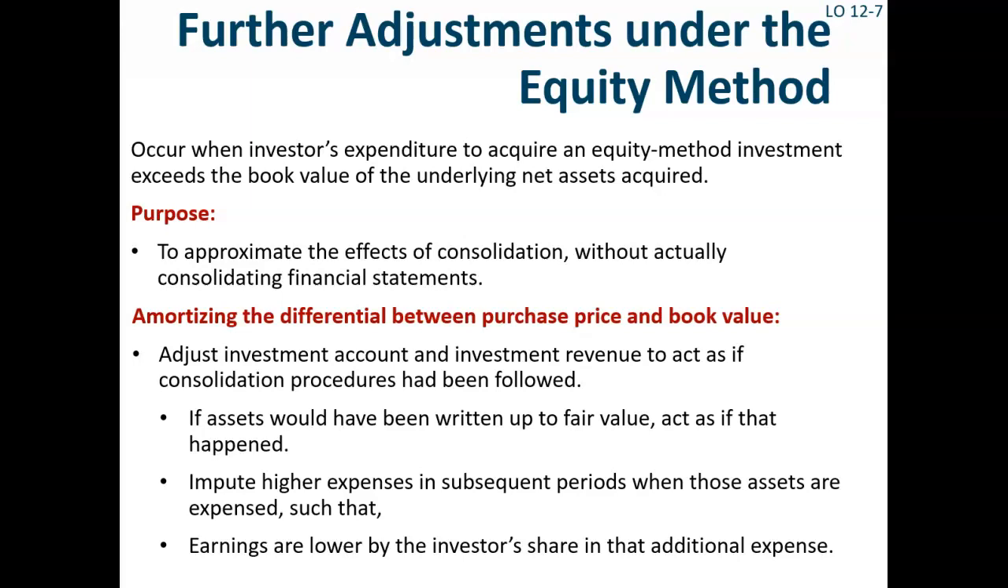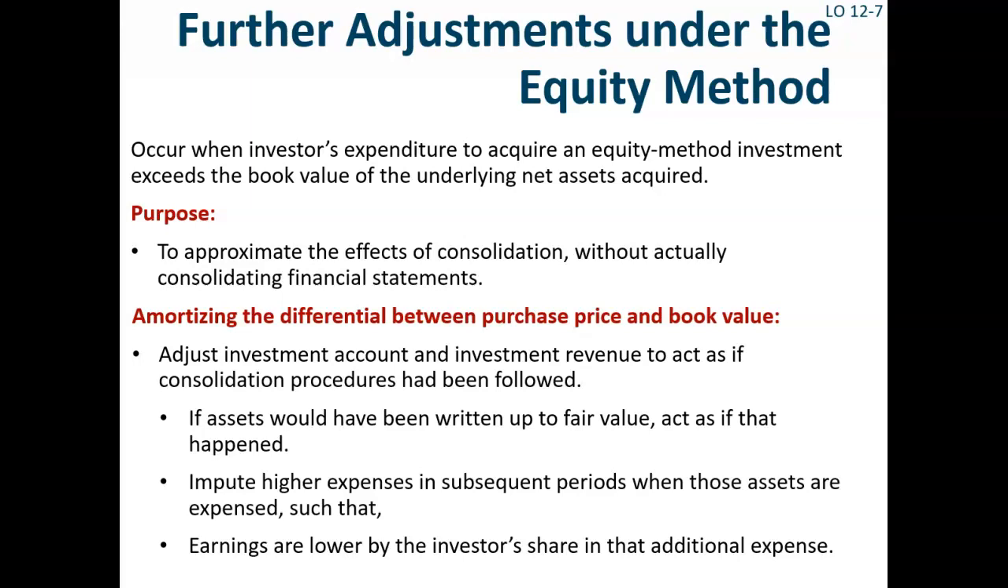Consolidated financial statements report A, the acquired company's assets at their fair values on the date of acquisition rather than their book values, subsequently adjusted for amortization, and B, goodwill for the excess of the acquisition price over the fair value of identifiable net assets acquired.